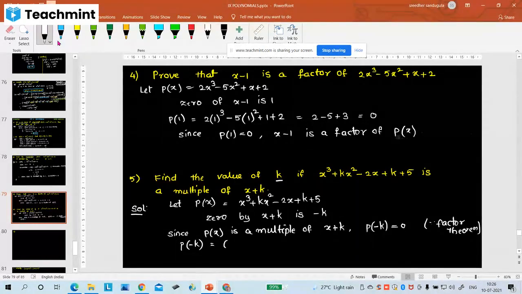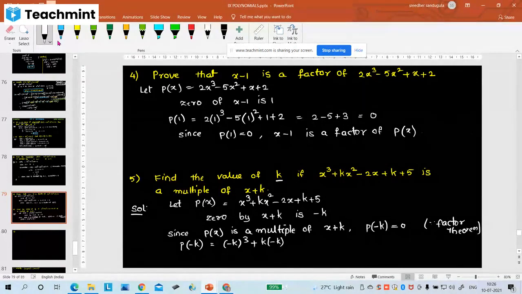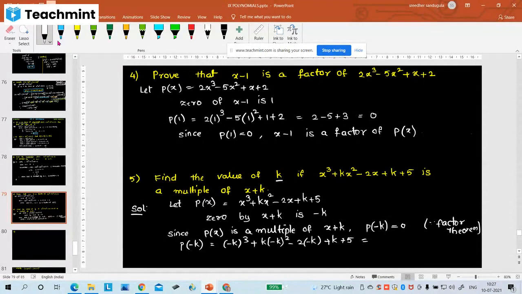So x cube means minus k whole cube, plus k x square: in the place of x, again minus k whole square, minus 2 into x: in the place of x, minus k, plus the k that is already there, plus 5. That equals 0. Why should we take 0? Do we have the right to take 0? Yes, because it is given in the question that P of x is a multiple of x plus k. That means the remainder must be 0.